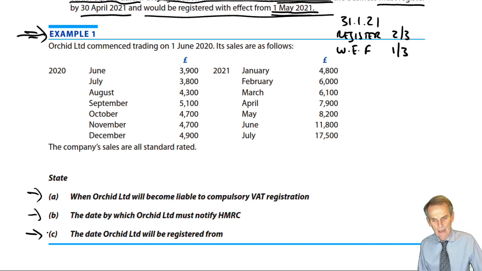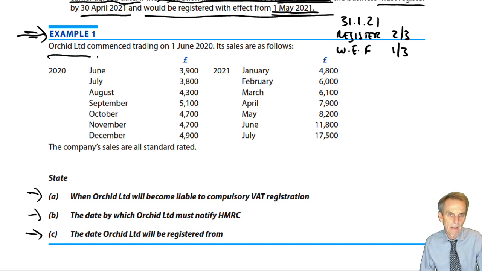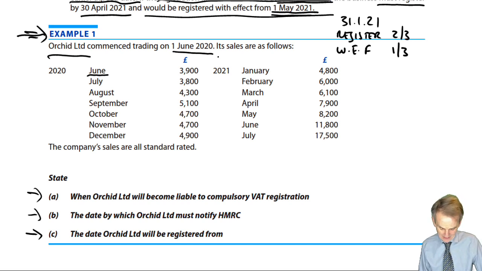Again, whether you're talking about a trader, an unincorporated business, or whether you're talking as here about a company, Orchid Limited there, we are talking in terms of a trading business, therefore the VAT registration rules apply irrespective of whatever form of business medium you've chosen to run your business through. Now, as you can see, these numbers are quite small as we go through. Now, we started at our first month of taxable supplies from the 1st of June 2020, so June 2020. So we will get through to the end of May.